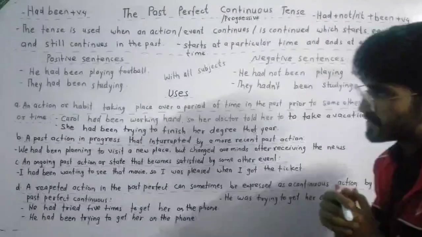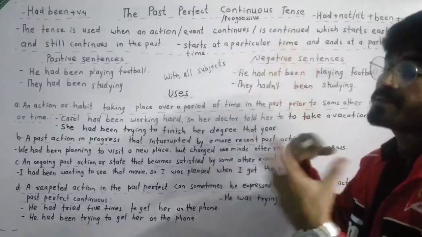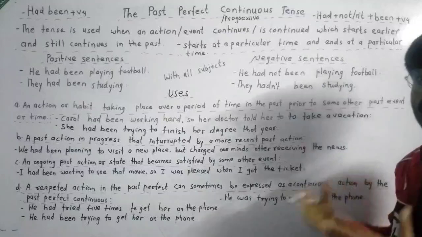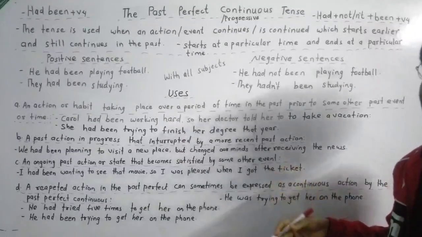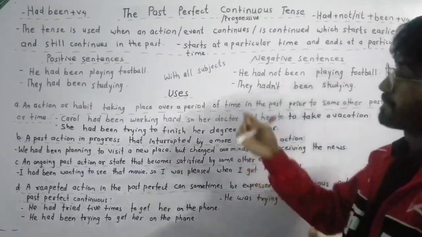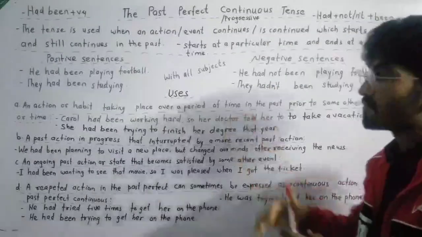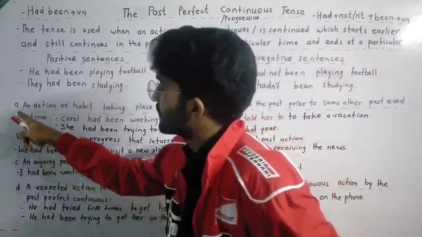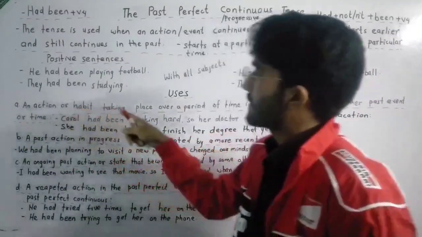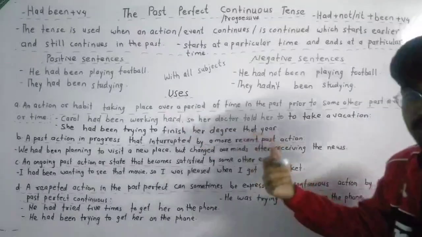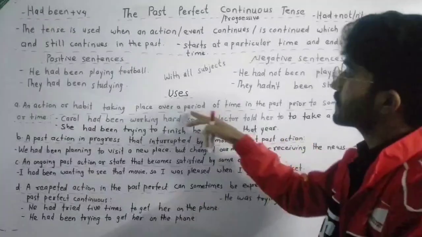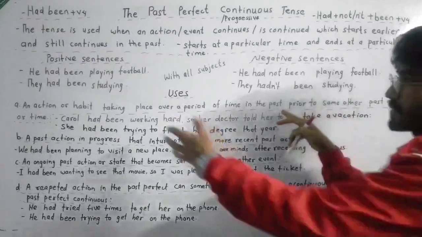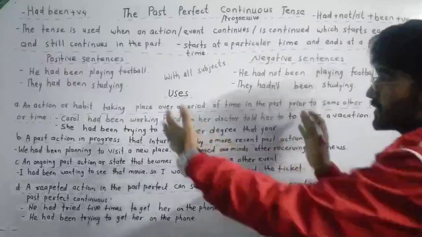Talking about its uses, how do people use this? Basically, uses means in which context, when, where. How can we use this tense, and how can people use this tense? This is all about its uses. First, an action or habit taking place over a period of time in the past. It means a duration.